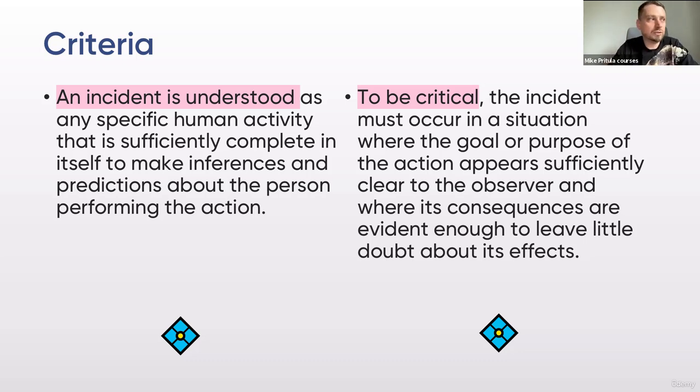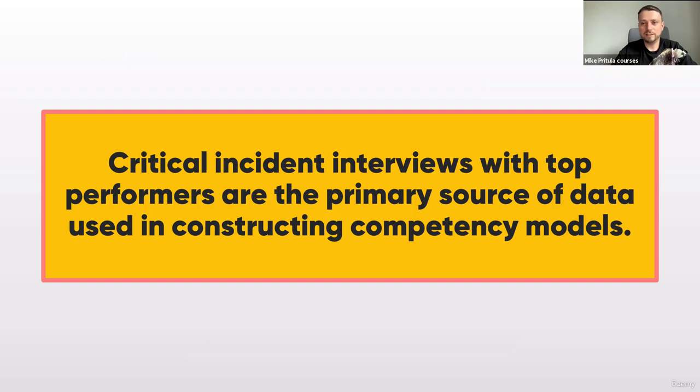It may happen that during the interview, a person brings up a situation that isn't clear to you, where the consequences are unclear. So this situation doesn't qualify, and we need to look at another situation. For example, the situation is incomplete, or the person doesn't remember it well, or they observed it from the sidelines. It's not their specific situation. Thus, critical incident interviews with top performers are the primary source of data used to build the competency model.